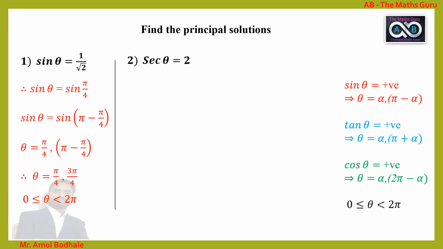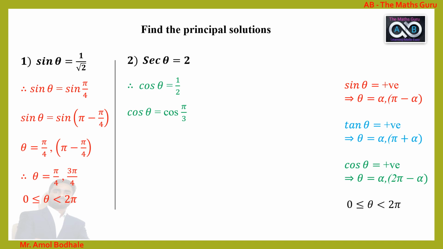Let's see the next example. Sec theta equals 2. So we can take the reciprocal and convert this sec in terms of cos. By taking the reciprocal, cos theta equals half. Now we know for which angle cos theta is half: cos of 60 is half. Therefore cos theta equals cos 60.